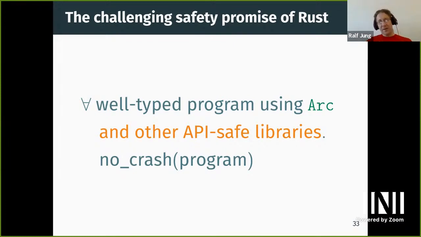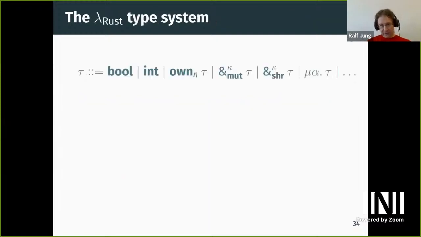Well, we have to start by even defining what are these well-typed programs. So we have to define a programming language that models Rust. I'm not going to talk much about the language. And we have to define a type system that models the Rust type system.